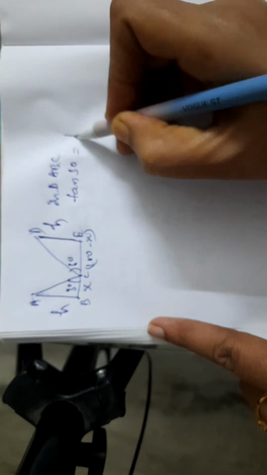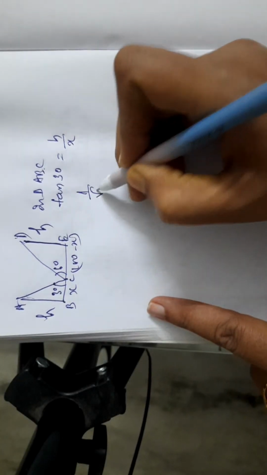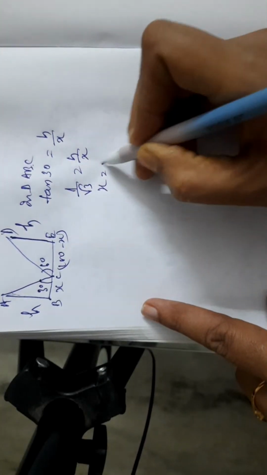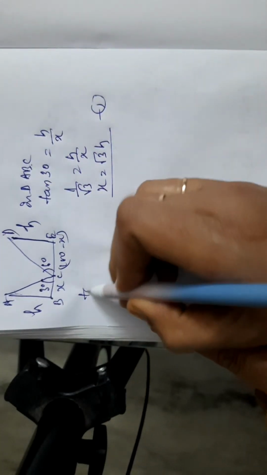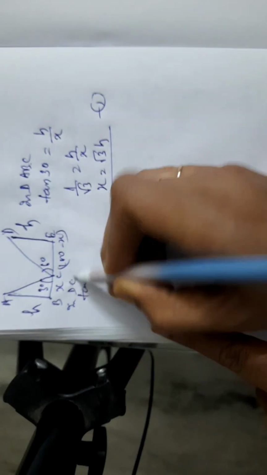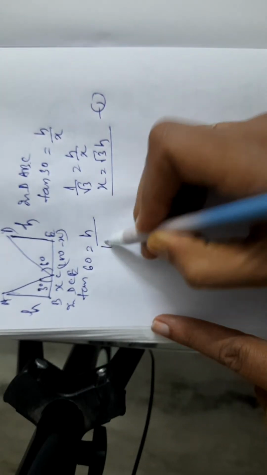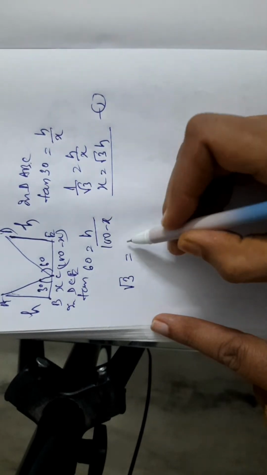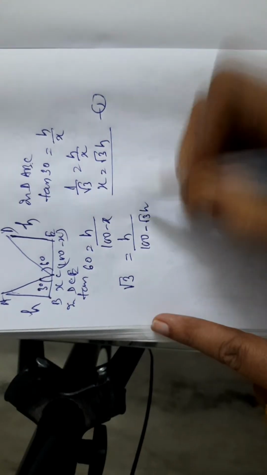tan 30 is h upon x. The value of tan 30 is 1 by root 3, so 1 by root 3 equals h upon x. Cross multiplying, x is root 3 h. So this is the first equation. Let's take another triangle. In triangle DCE, tan 60 is h upon 100 minus x. Tan 60 is root 3, so root 3 equals h upon 100 minus x, and x can be replaced by root 3 h.